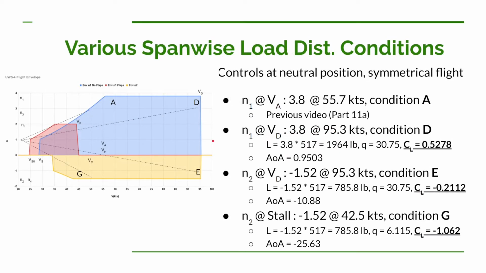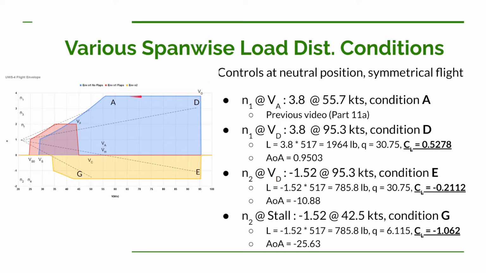So here's part of what prompted this video, kind of a continuation of the 11A video. Here is our flight envelope for our airplane. We've talked about that in a previous video. I'll put a link to it up here in the upper right-hand corner. Now, in video 11A, we really only talked about operating here at this point A, condition A, which is our maneuvering speed, 55.7 knots, where we'll stall before we damage the airplane. We did not consider any of these other operating conditions.